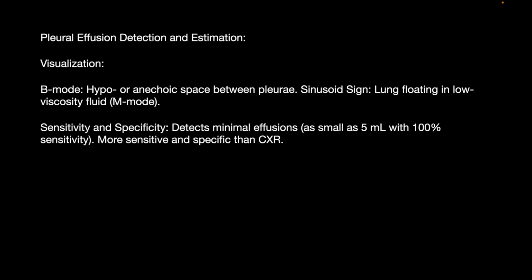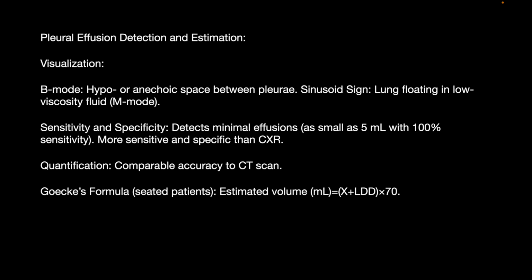This is M mode. Sensitivity and specificity: it detects minimal effusions as small as 5 ml with 100% sensitivity, more sensitive and specific than chest X-ray. So this is always the method of choice if you are searching for a pleural effusion. For quantification, comparable accuracy is there with the CT scan.